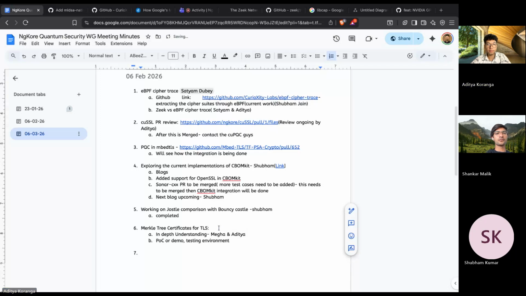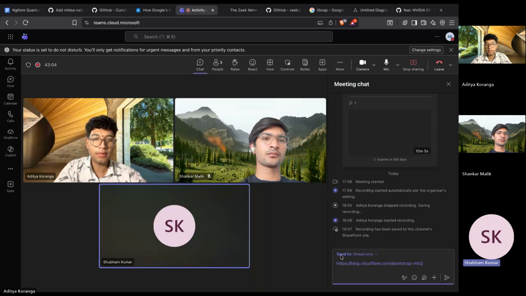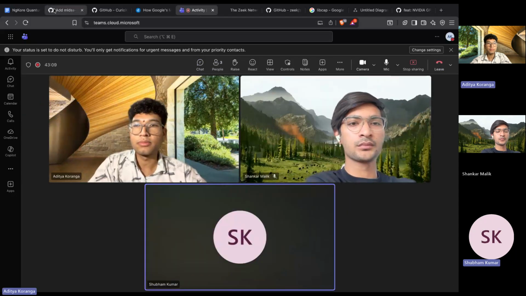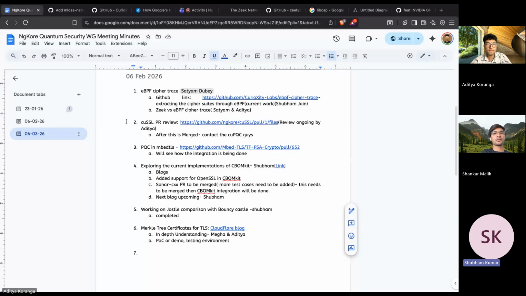Cloudflare. Let me also tag it in the chats. Yeah, I've sent it. Yes, this one, Bootstrap MTC. Oh, okay. Like, this is also based on Merkle tree, I guess. Yes, the same one. Yeah, same collaboration between Google and Cloudflare.